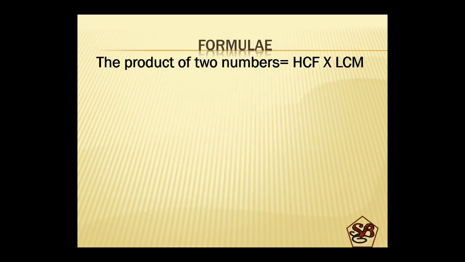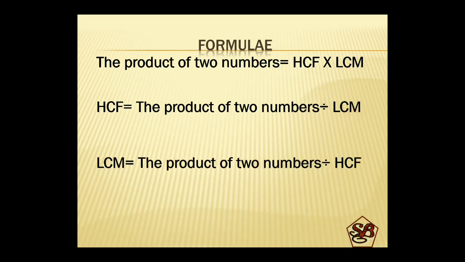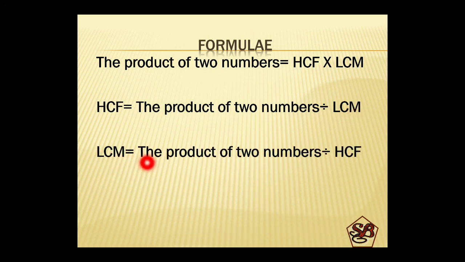With this one basic formula, we can find the other formulae also. Out of all these three things, product of two numbers, HCF or LCM, if any two are given to us, we can find the third value applying the formula. Suppose we have to find the HCF, we can do that: the product of two numbers divided by LCM of the numbers. LCM will be equal to the product of two numbers divided by HCF.